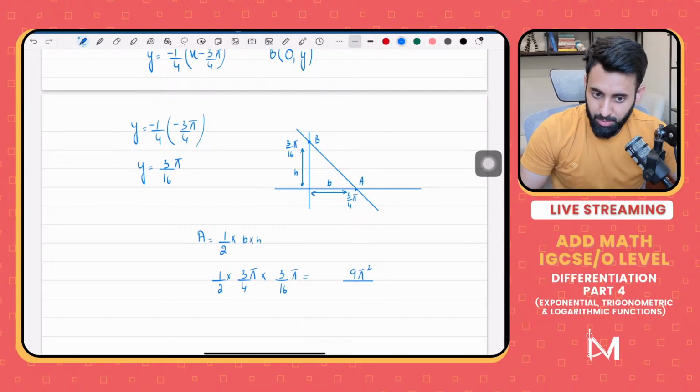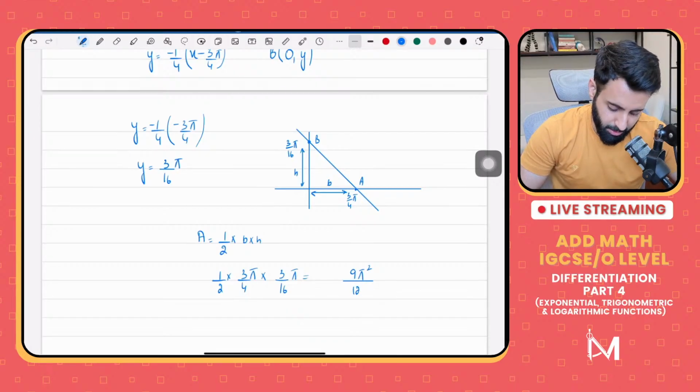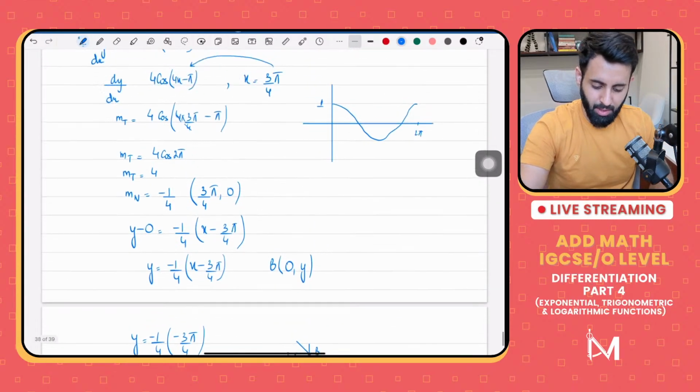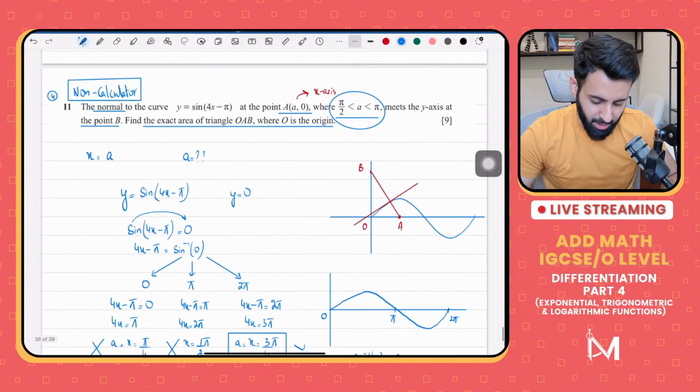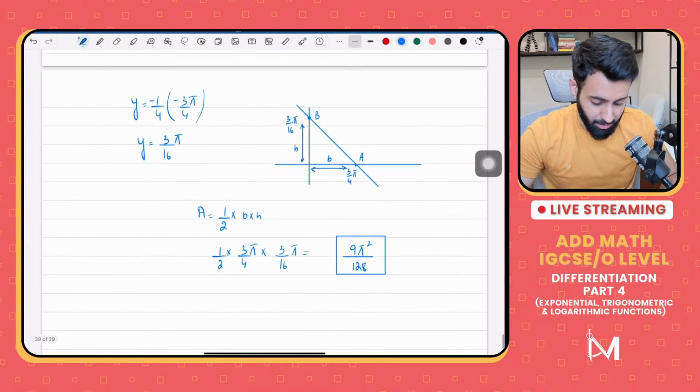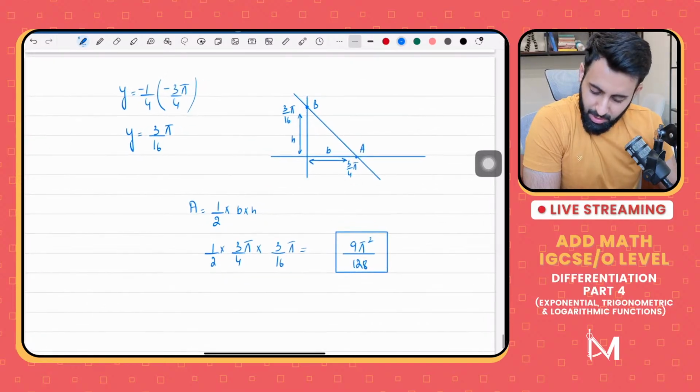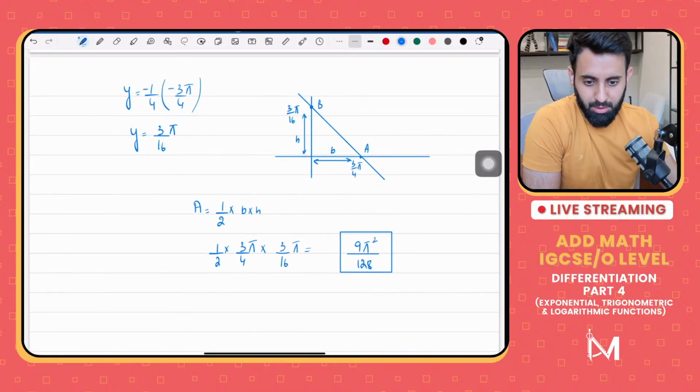So 16 times 4 is 64. 64 times 2 is 128. And there you go, fellas. This is the final answer. So all 9 marks, you had to earn every single one of them. You had to earn every single one of the 9 marks, and here we are. This is the final answer.